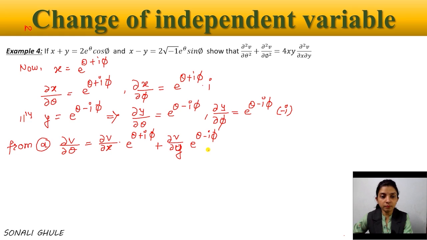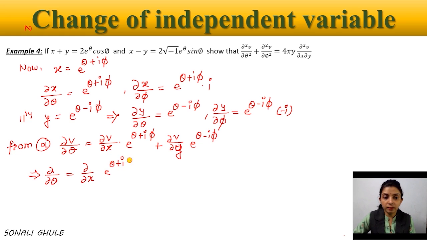Okay. But this is only the first order derivative I got here, and we are having a second order derivative. So see here, if I cancel this v, I can write the value for the differential operator dou by dou theta. What is it? Dou by dou x e to the power theta plus i phi, plus e to the power theta minus i phi dou by dou y. We have just cancelled this term for v.